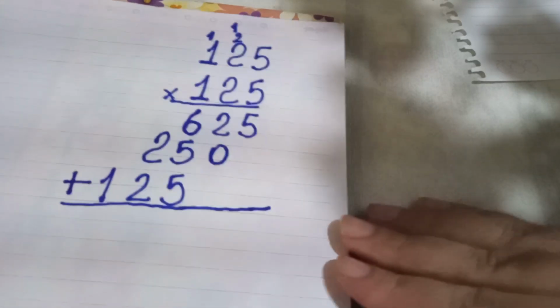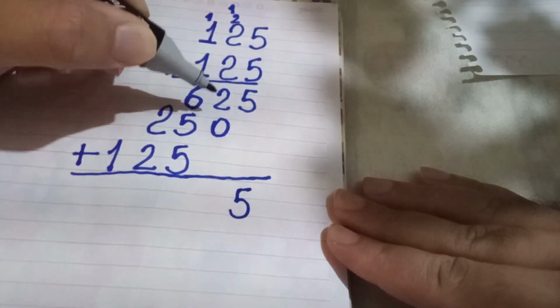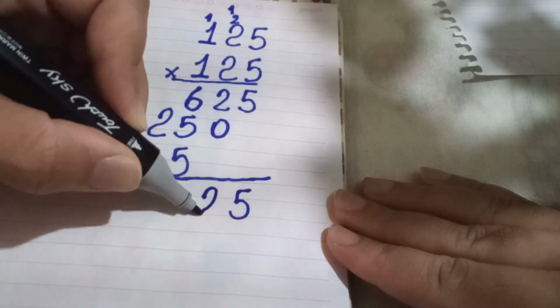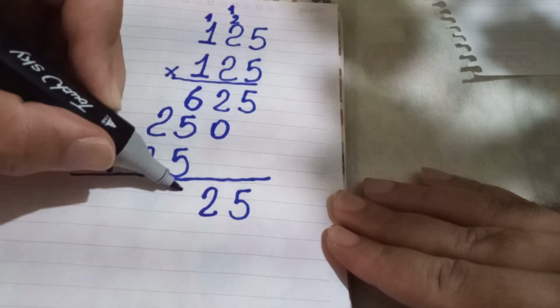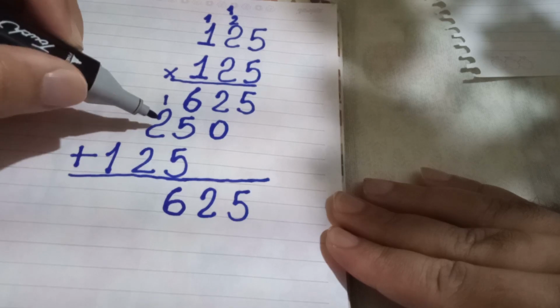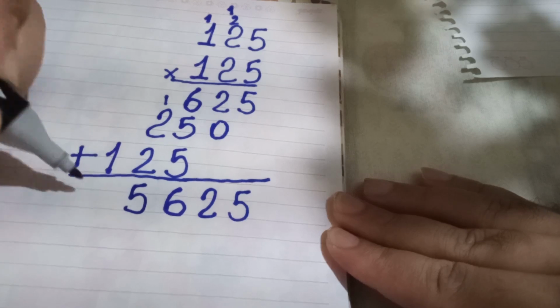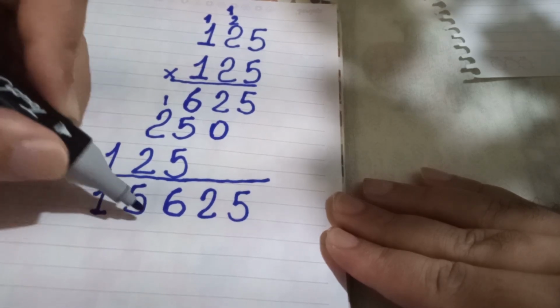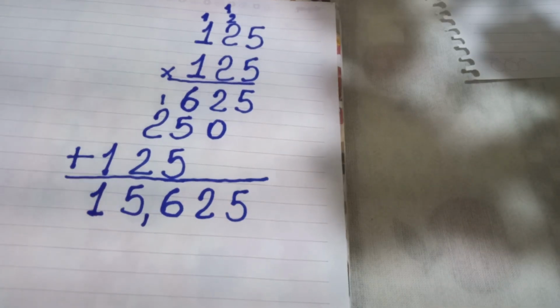5 plus 0, 5. 2 plus 0, 2. 6 plus 5 plus 5, 16. The 6 stays below and carries over 1 to the next digit. 1 plus 2 plus 2 equals 5. 0 plus 1, 1. 15,625.